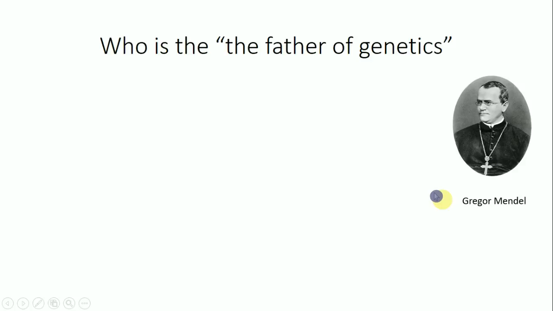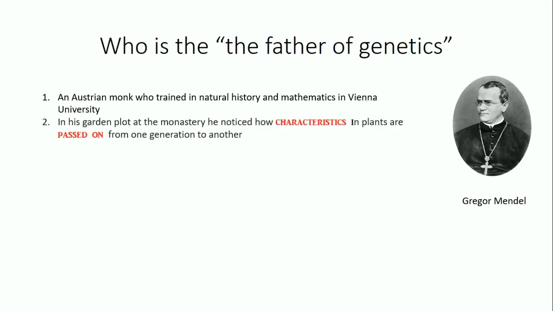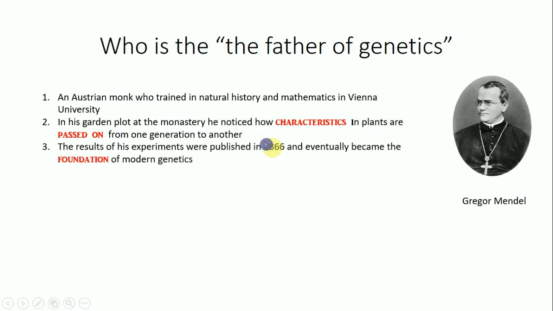So Gregor Mendel, or the father of genetics, was an Austrian monk who trained in natural history and mathematics in Vienna University, but he was also a very keen botanist. In his garden plot at the monastery, he noticed how characteristics in plants are passed on from one generation to another. He conducted more than 5,000 experiments with pea plants, the results of which were published in 1866 and eventually became the foundation of modern genetics.